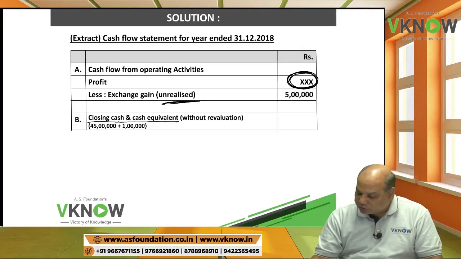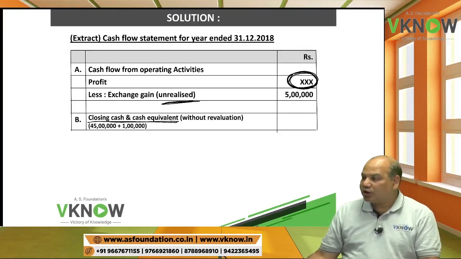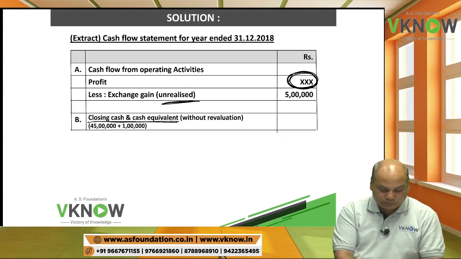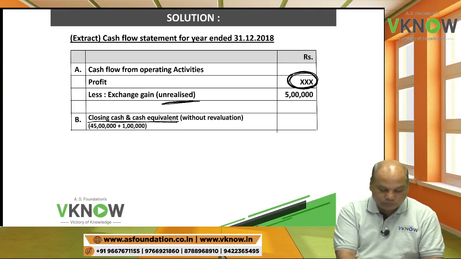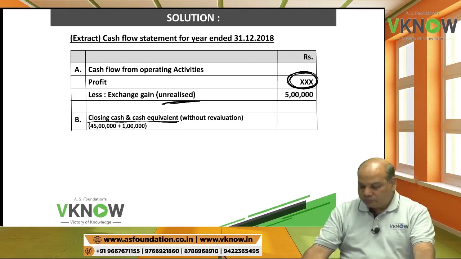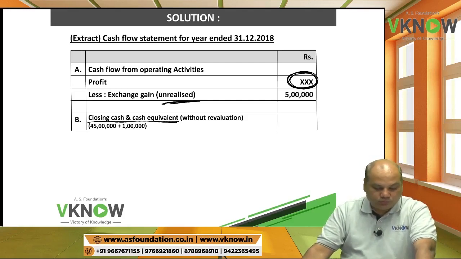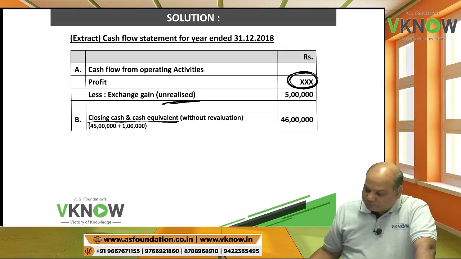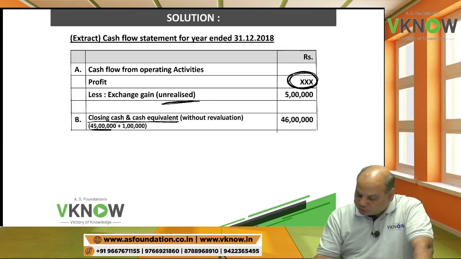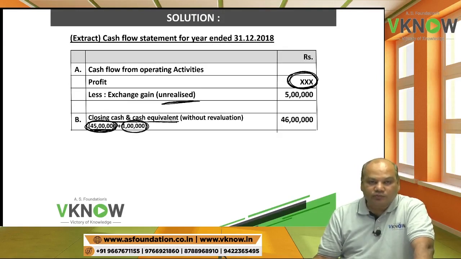Closing cash and cash equivalent 46 lakh. Your cash flow statement will show 45 lakh opening balance and 1 lakh interest income. 45 lakh plus 1 lakh.